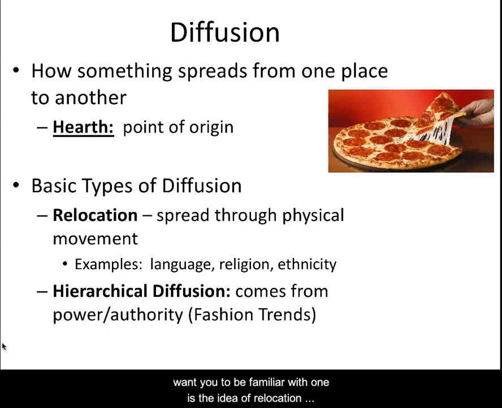One is the idea of relocation, and that is where humans are physically taking the idea or concept from one place to another, like, for example, bringing their language, way of speaking, or bringing their religion, or some of their biology, their ethnicity with them. Other type of diffusion would be like a hierarchical diffusion coming from power or authority or fashion trends, and technology has really helped hierarchical diffusion become one of the most common types of diffusion, whereas a couple centuries ago, relocation was going to be more commonly found.